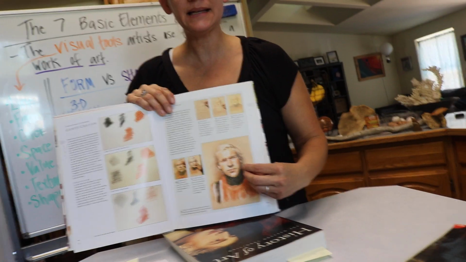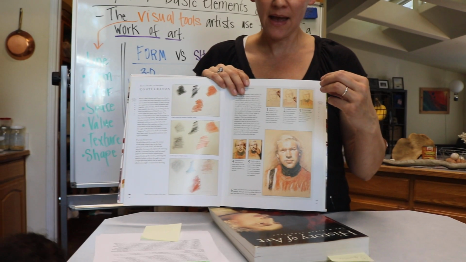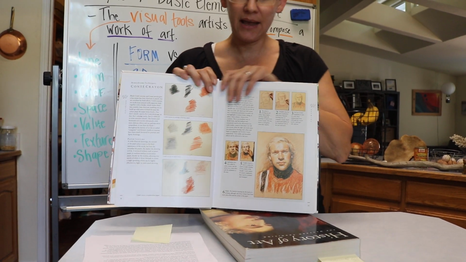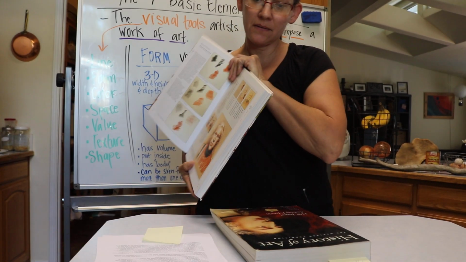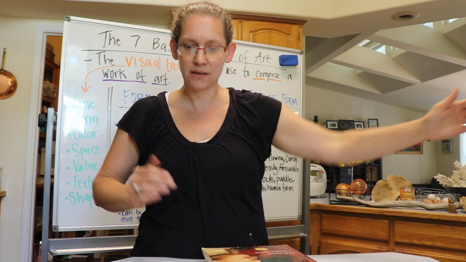By using light and a light source, and shadows, and rendering the value and the tones that we see. So value being from lightest to darkest.